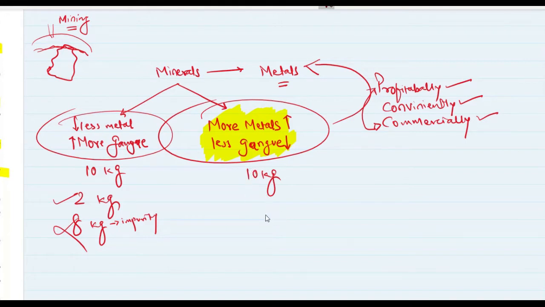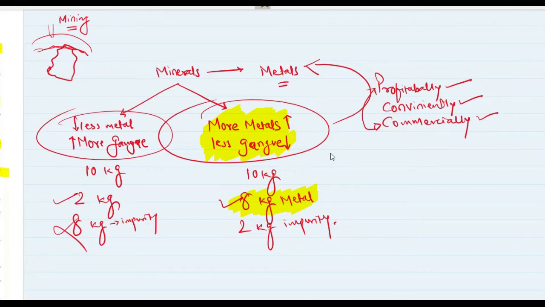And the second mineral has got 8 kilogram of metal and 2 kilogram of impurity. More metal, less impurity. Which is better for you? The second one, of course. It has got more metal. It has got less impurity. 80% of the mass is pure metal. Only 2 kg is impurity, which can be separated. We will see the methods with which the impurities can be separated.